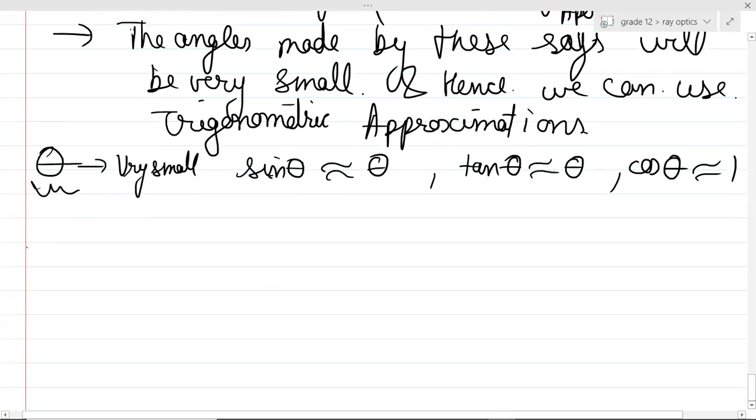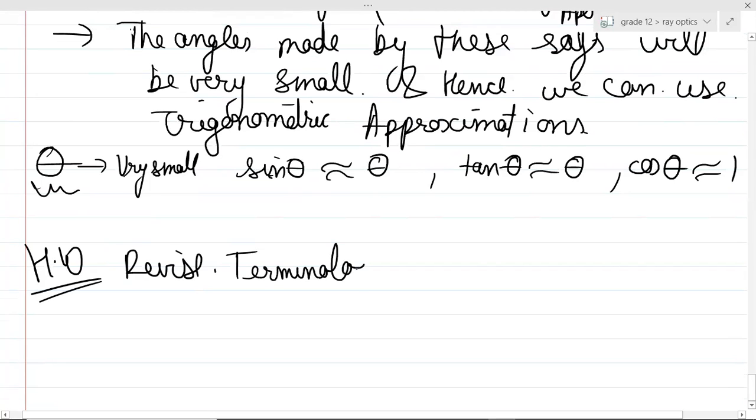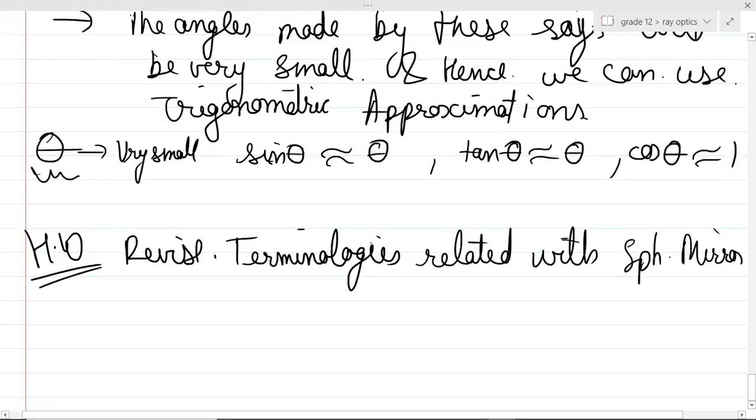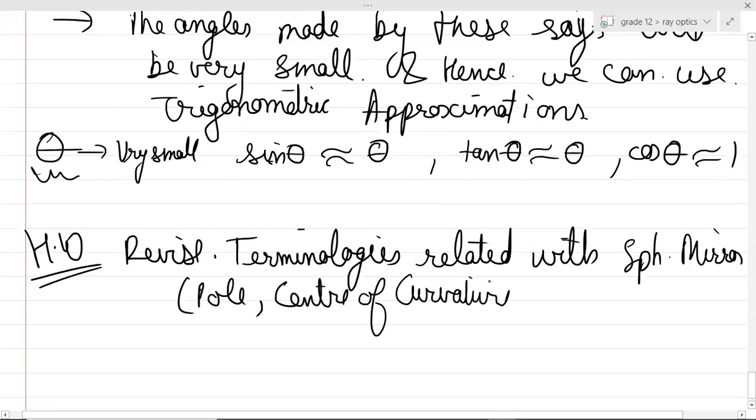Now, your homework will be, in case you don't remember, to revise the terminologies related with spherical mirrors from the 10th grade book if you want. So the terminologies related with spherical mirrors, that is pole, center of curvature, everything etc.